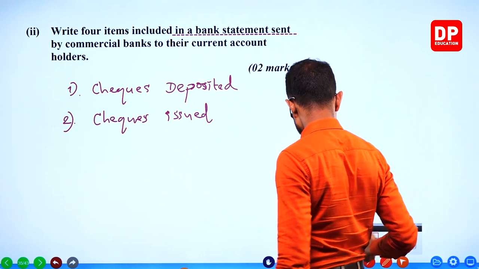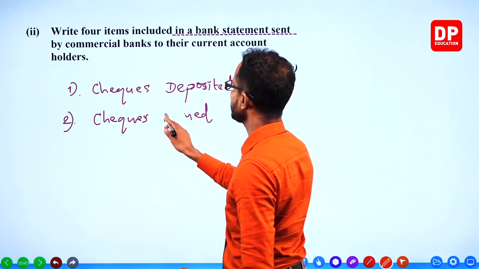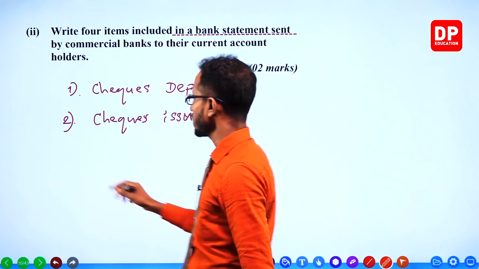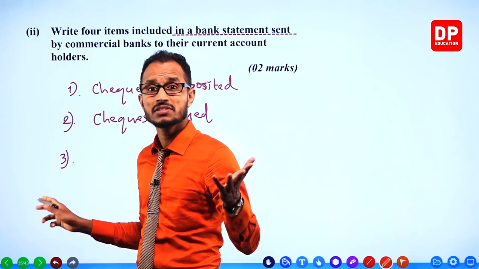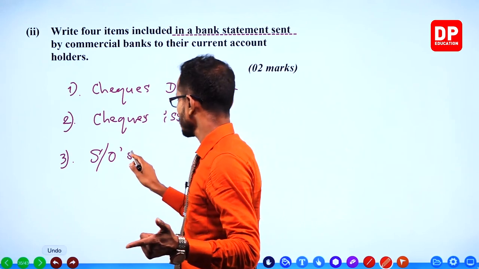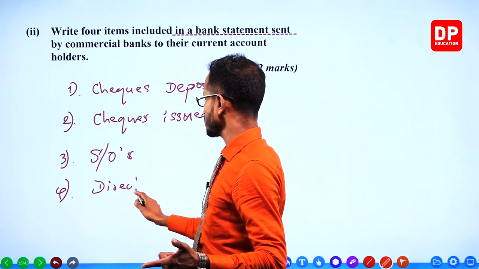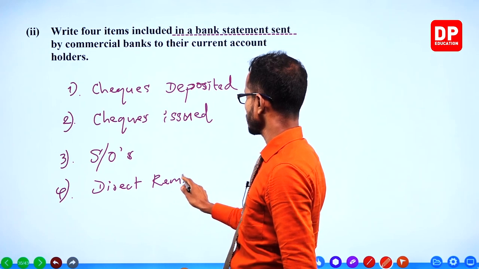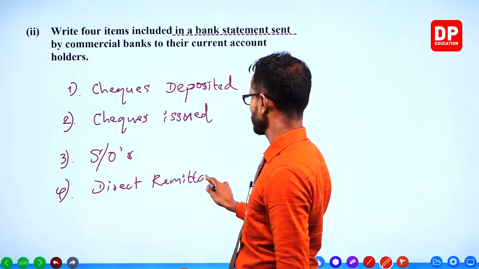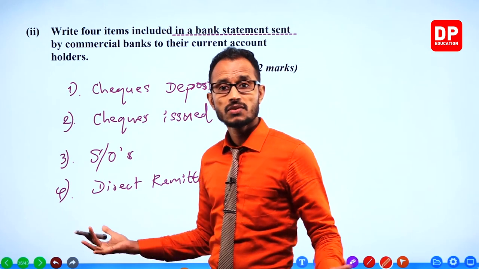Checks issued. Issued checks. What else? Standing order payments. Standing orders. We call them SOs, standing orders. Direct remittances by debtors. Direct remittances, direct remits. Four items. Direct remit. What else? Bank charges. You can write so many.